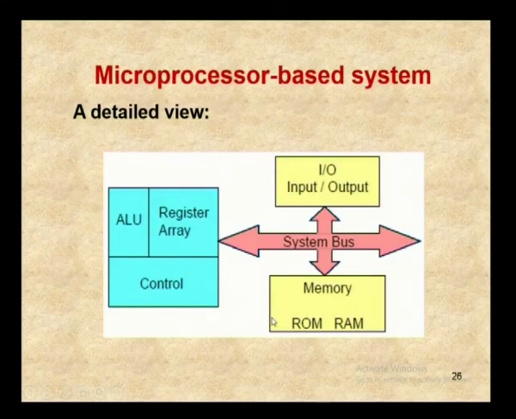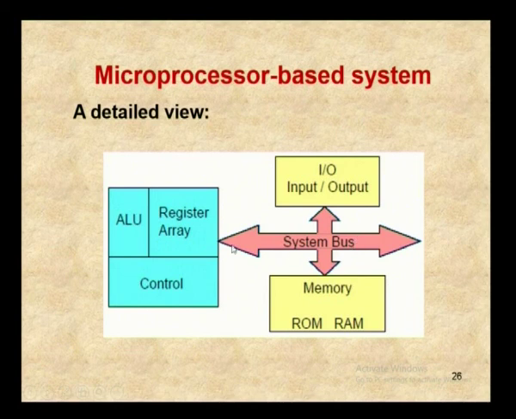Now let us see the block diagram of the microprocessor, what is inside the microprocessor. As I told you, this is what is inside. There is an arithmetic logic unit, a small amount of memory called the register array, and a control unit. This is the one that controls what the arithmetic and logic unit has to do, and then after processing, the result has to be sent to the input output devices.